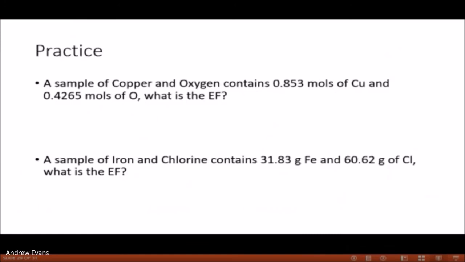The other one is iron and chlorine. In this case, we start with mass. Iron is 31.83 grams, and chlorine is 60.62.